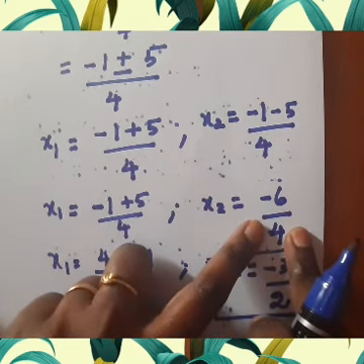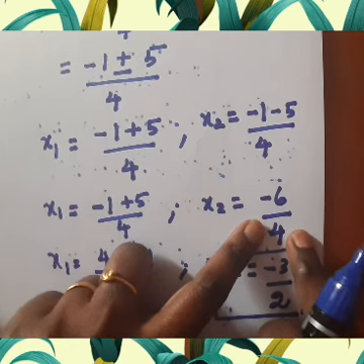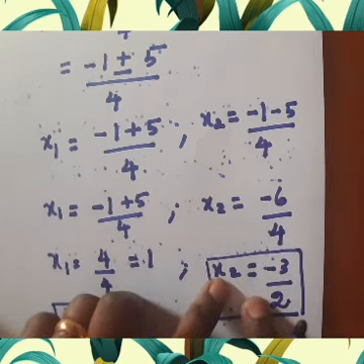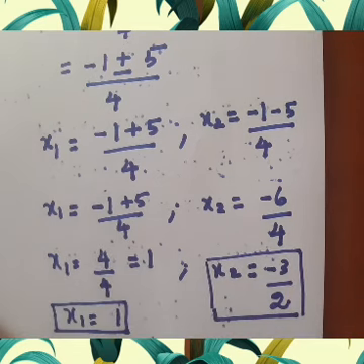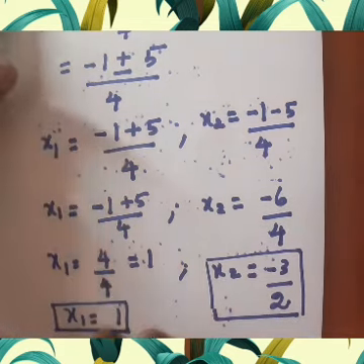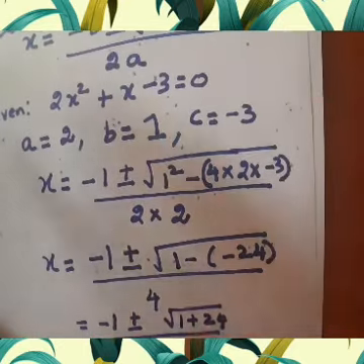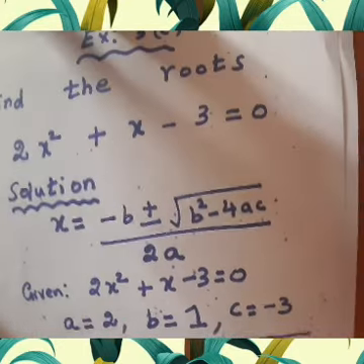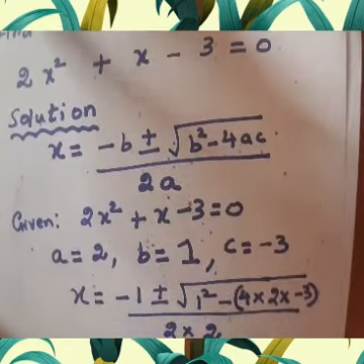It's not a whole number, right? You'll be getting the answer in fraction. Both are divisible by 2, so the value of x2 is negative 3 by 2. So the final answer is x1 is 1 and x2 is negative 3 by 2. This is how we are going to solve the given quadratic equation using the formula method.